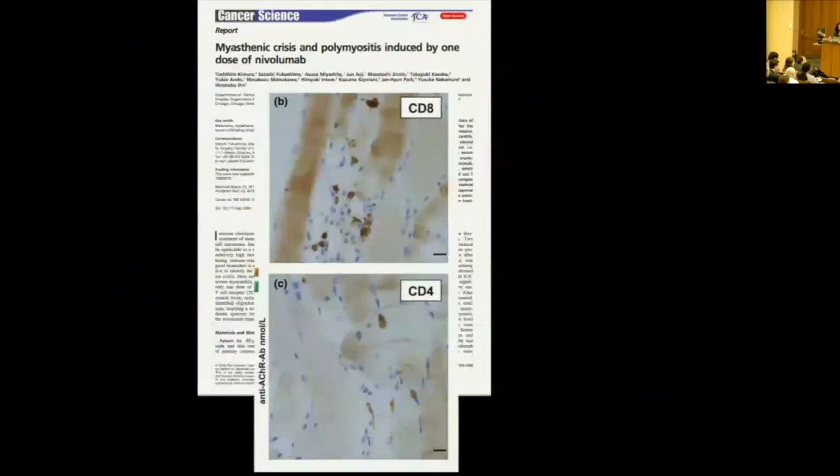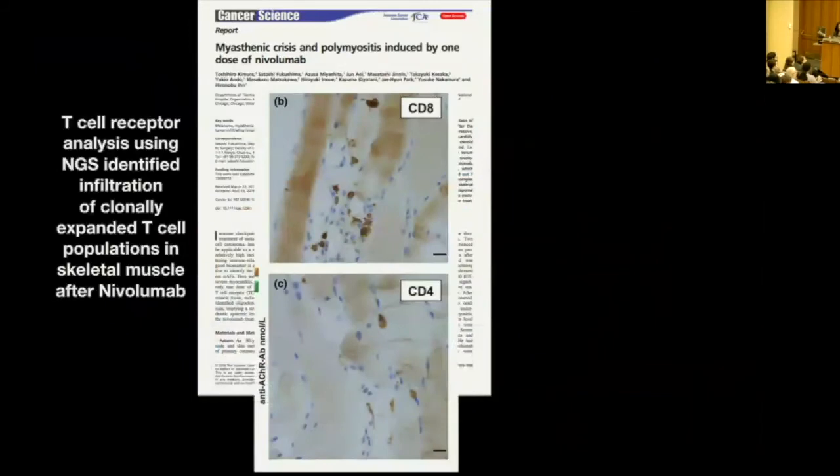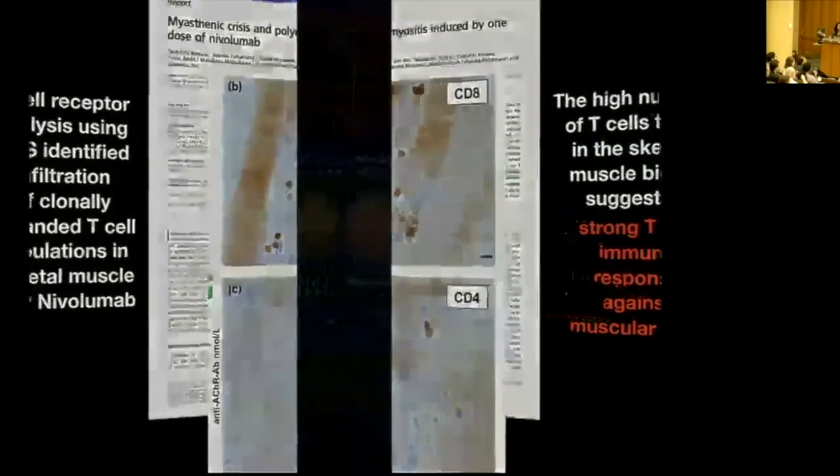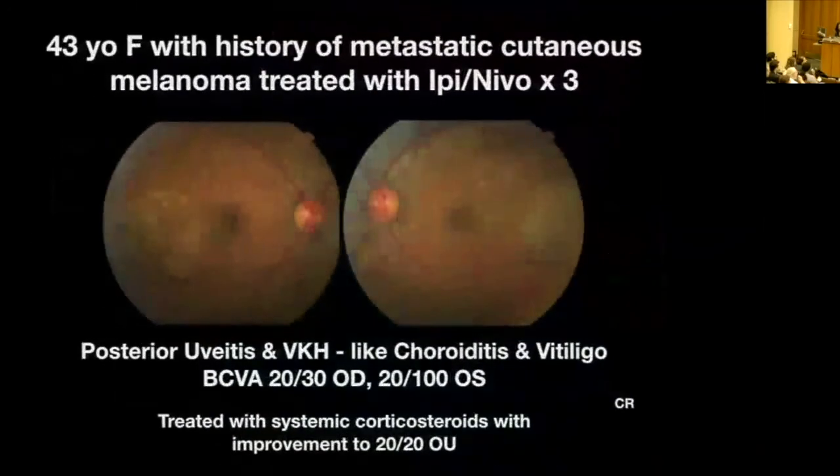The patient had a skeletal muscle biopsy. A T-cell receptor analysis using next-generation sequencing identified infiltration of clonally expanded T cell populations in skeletal muscle after treatment with nivolumab. And these high numbers of T cells found in the skeletal muscle biopsy suggest a strong T cell immune response against muscular cells. Here's another case.